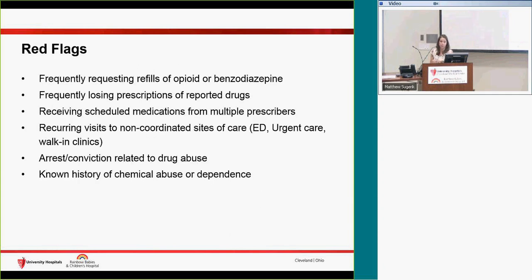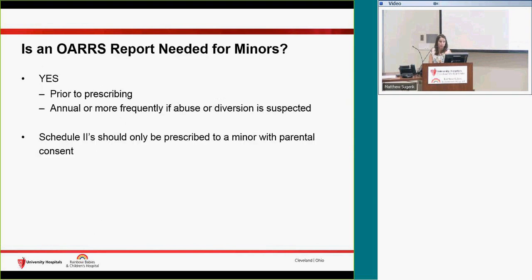Red flags include if they're frequently requesting refills for opioids or benzos, or they're losing their prescription. Another example that I've been given when I've gone to presentations is the patient will call and say, I was holding my prescription bottle over the toilet, and then it fell into the toilet, so I need more. Not really sure why we're holding prescription bottles over the toilet, but those are the examples that people will give. Other flags are receiving scheduled medications from multiple prescribers, or visiting EDs, urgent cares, and walk-in clinics if they have a history of drug abuse.